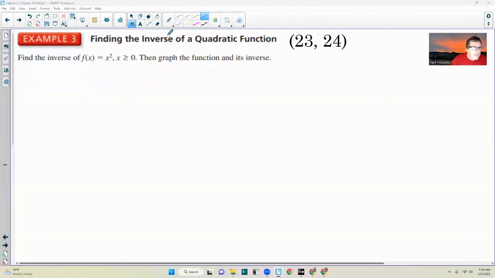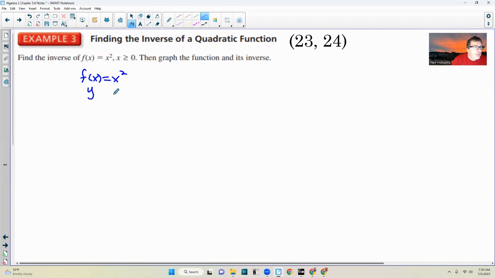Okay, example 3 says finding the inverse of a quadratic function. Find the inverse of f of x equals x squared. So I'm going to rewrite the problem. f of x equals x squared. It says x has to be greater than or equal to 0. Then graph the function and its inverse. And I'm going to explain that in a minute.